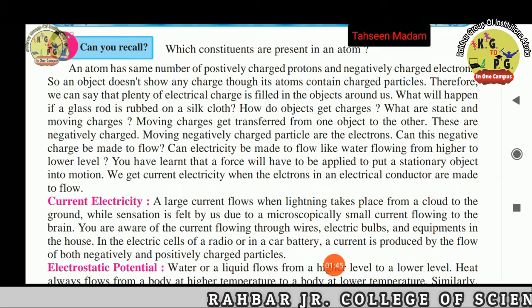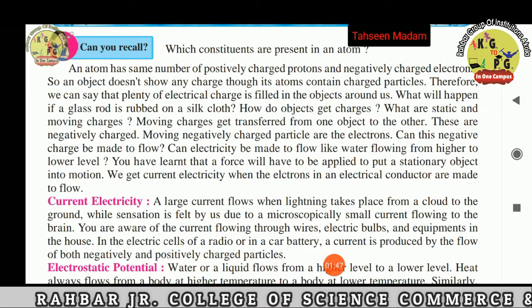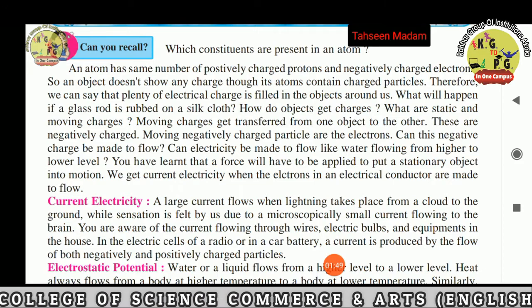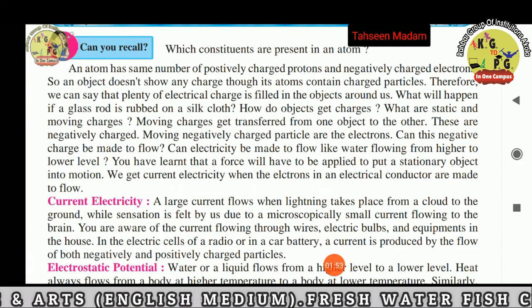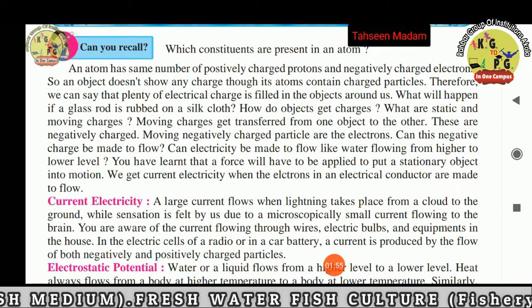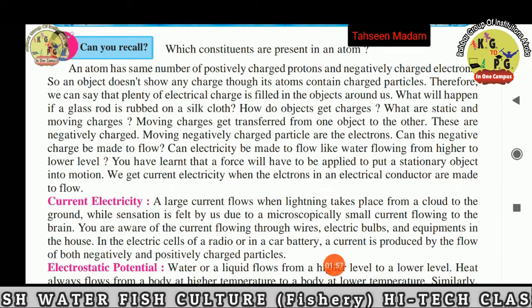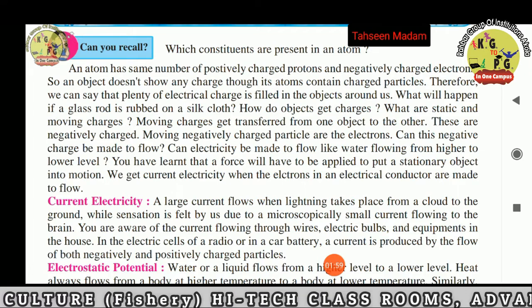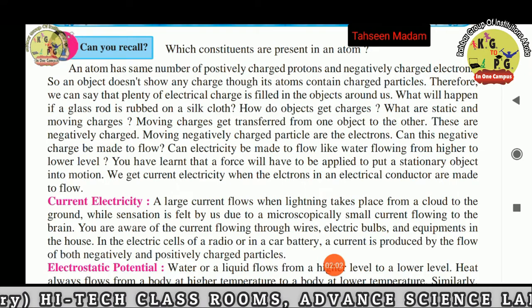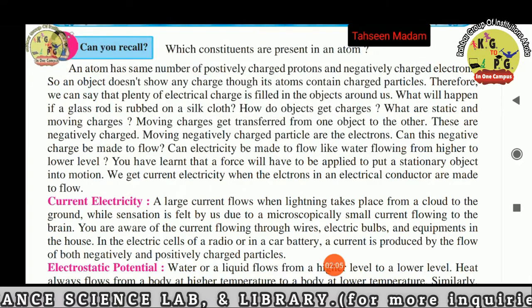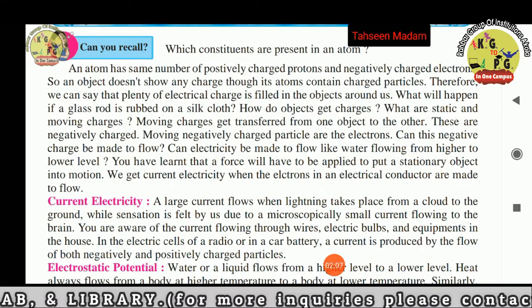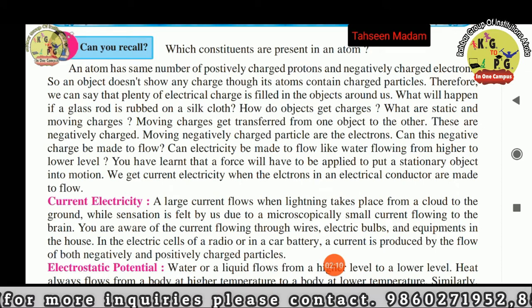Moving charges get transferred from one object to the other. These are negatively charged. Moving negatively charged particles are the electrons. Can this negative charge be made to flow? Can electricity be made to flow? Like water flowing from a higher to a lower level.